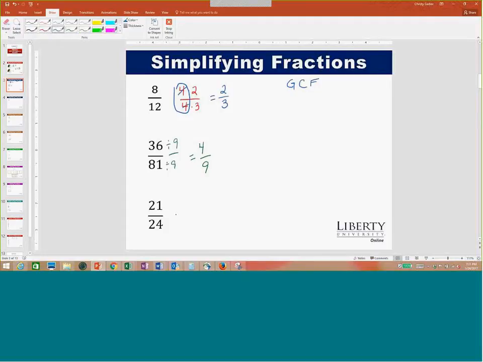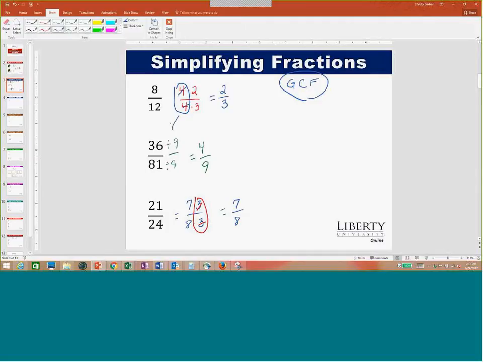For 21 over 24, I know that 7 times 3 is 21, and 8 times 3 is 24. So they share a factor of 3. So these 3s, 3 over 3, you can call it divide out, cancel out, pull out, whatever you want to call it. That simplifies to 7/8. That's how you simplify fractions: by finding the greatest common factor of your numerator and denominator, factoring that out or dividing that out.